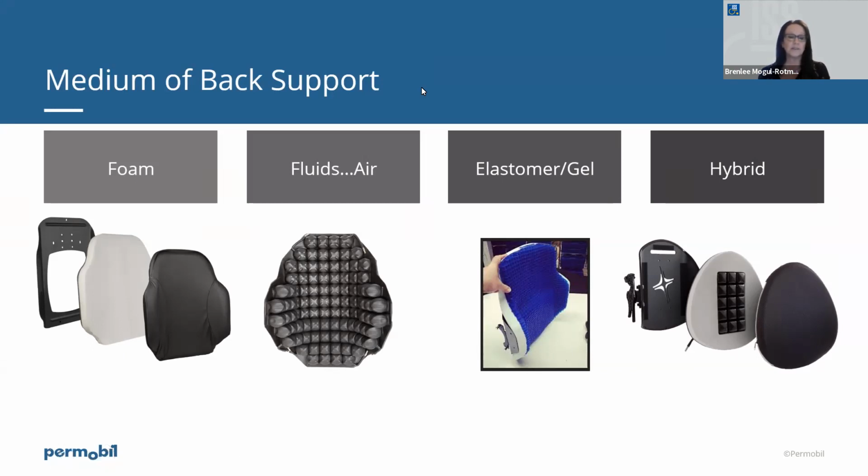Elastomers or gels can assist with temperature maintenance and some shear friction reduction. And depending on how they're utilized, they might provide some immersion as well. And then our hybrids of materials usually pair one of the other mediums with foam, usually, not always, but it's usually foam and something else.